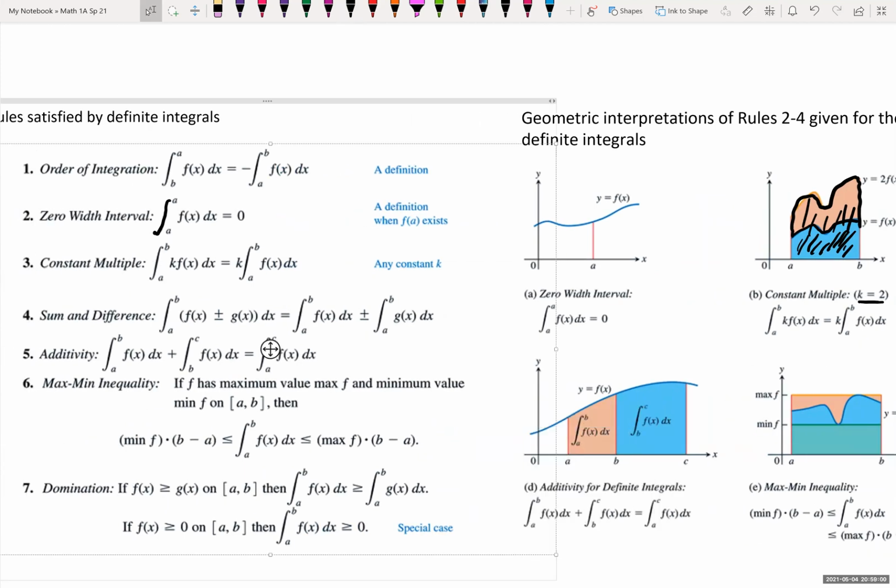Number 3, we just did 3. Number 4, the sum and difference. So we had seen this with indefinite integrals. Same thing with definite integrals. If we're taking the integral from a to b of some function f of x plus or minus a function g of x dx, and those are both integrable, then this is equal to the integral from a to b of f of x dx plus or minus the integral from a to b of g of x dx.